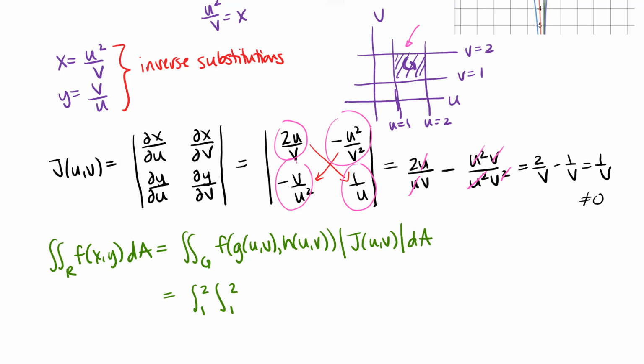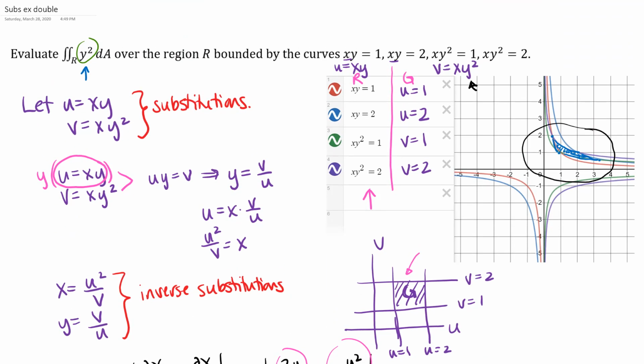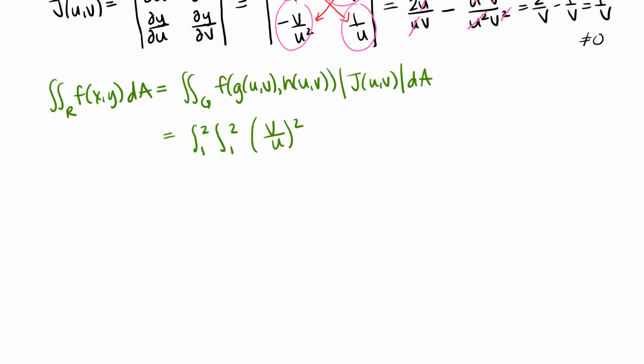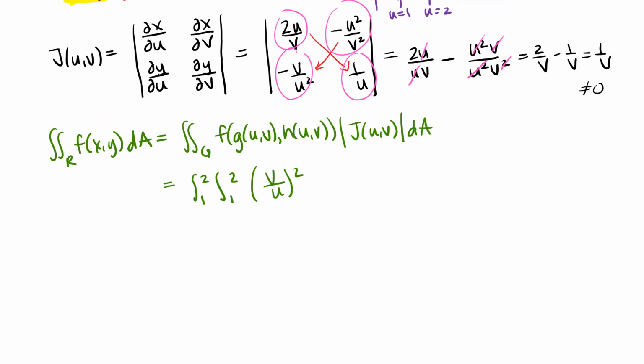If we go back up and look at our integral, we see that our function that we were integrating was f of xy equals y squared. So I'm just going to use my inverse substitution to substitute in place of y. I need the absolute value of my Jacobian. So my Jacobian was 1 over v.